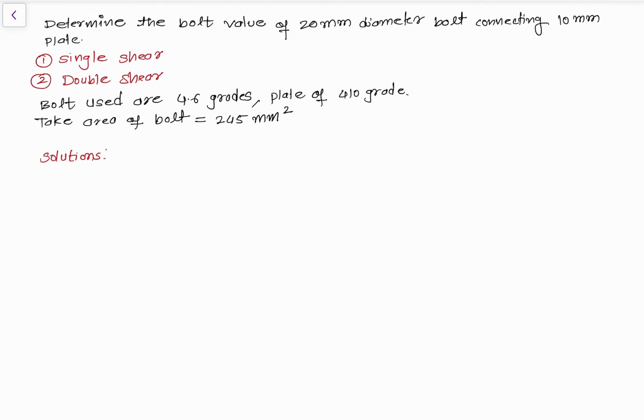In today's video, we are going to do a calculation of a steel structure numerical to determine the bolt value of a 20 mm diameter bolt connecting the 10 mm plate, for a single shear and for a double shear. The bolt used here is of 4.6 grade and the plate is of 410 grade. This is what I have highlighted here.